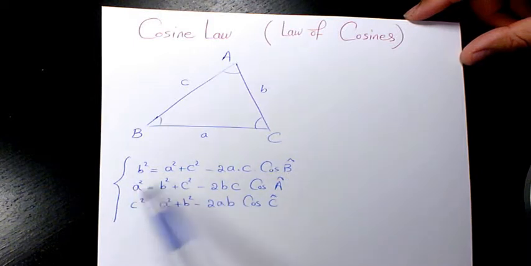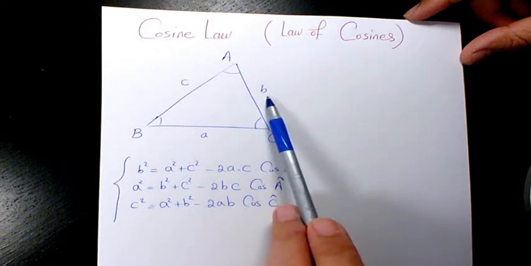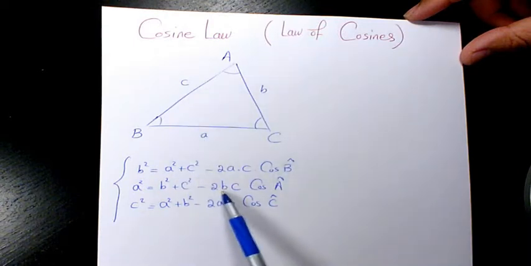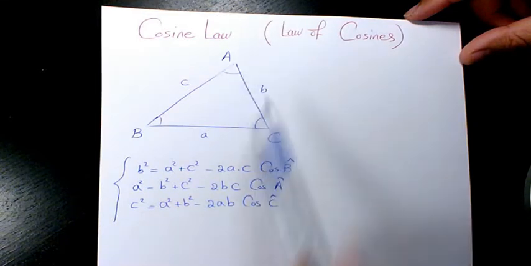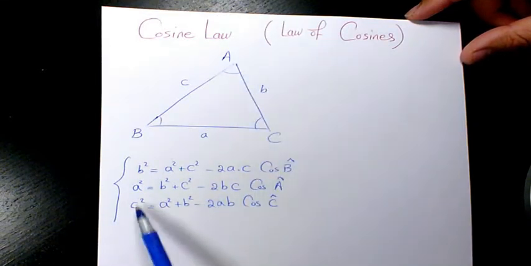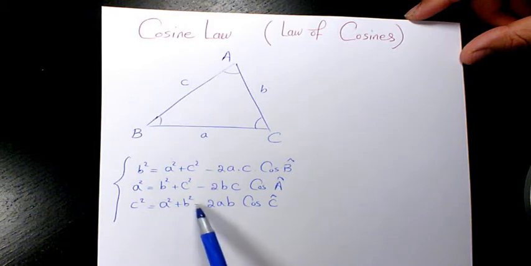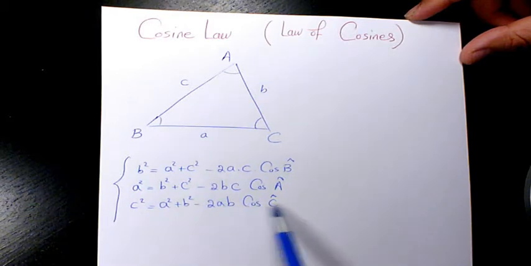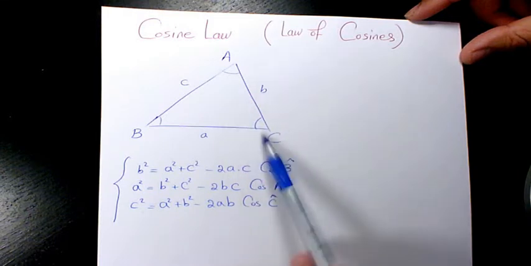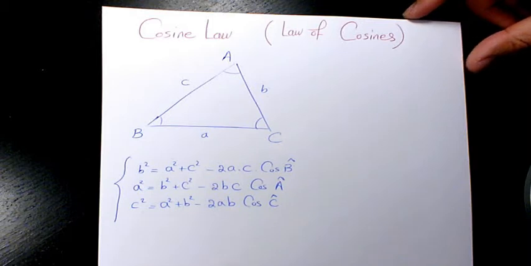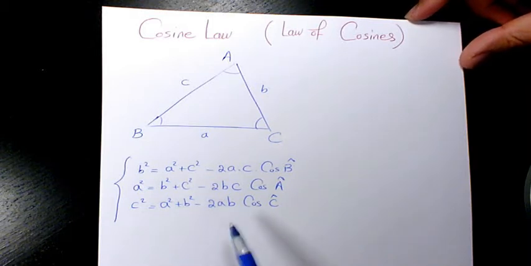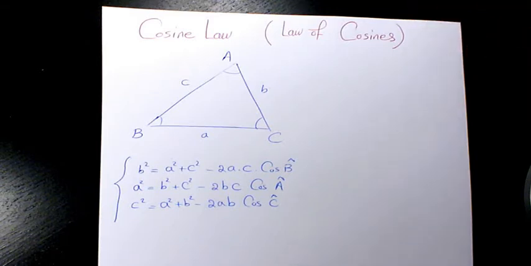Next one is a squared equals b squared plus c squared subtract 2 times bc times cosine A, which is this one in here. And last one, c squared equals a squared plus b squared minus 2ab times cosine C, which is in front of it. So in solving triangles, we need to use one of these equations in order to solve the missing side or missing angle. Let's see some examples.